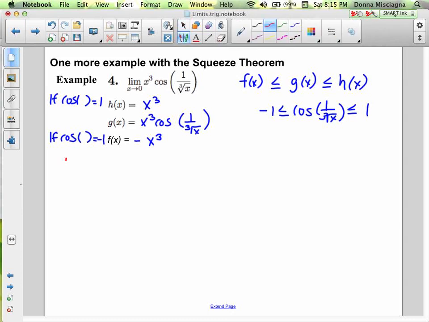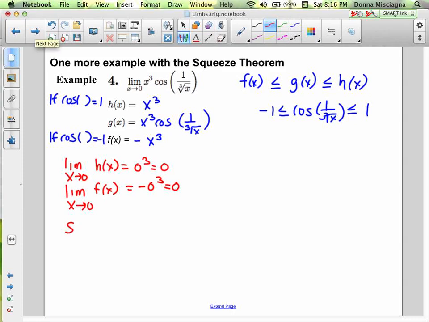Oh, this podcast is a little longer than I thought it would be. I'm trying to give you lots of explanations to make sure you understand a very important theorem. So the limit as x goes to 0 of h of x, well, that's 0 cubed, and that's 0. The limit of f of x as x goes to 0, well, that's negative 0 cubed, and that's still 0.